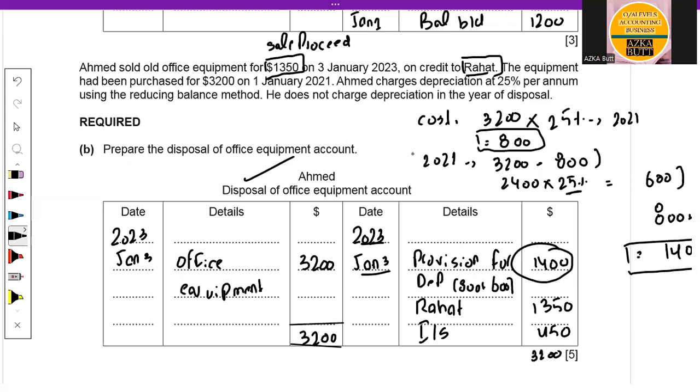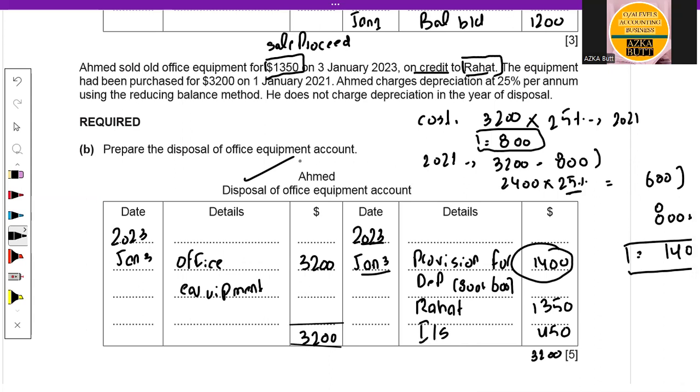We received the amount which is 1,350 from Rahat, and this was on credit. So that's why we don't need to write bank here. Of course, if we receive the money from Rahat, at that time we would record the entry disposal credit and bank debit, but now the entry would reverse. We will be writing Rahat instead of bank. So disposal account credit, Rahat debit, because Rahat owes money to us.